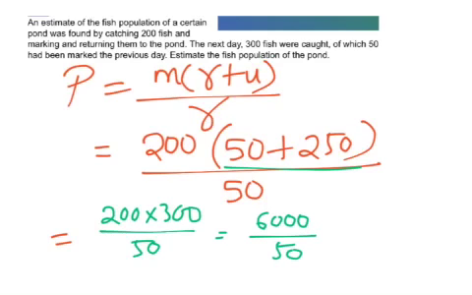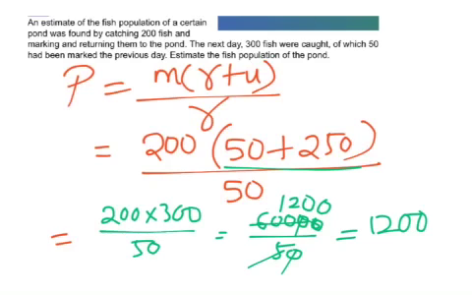6000 by 50. So let's cancel the 0. 5 ones are 5, 5 twelves are 60. Excuse me, we have one more 0. 200 into 300 is about 60,000, and we get the answer 1200 here.